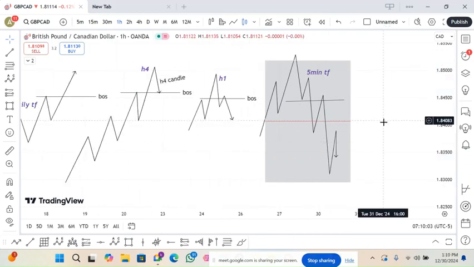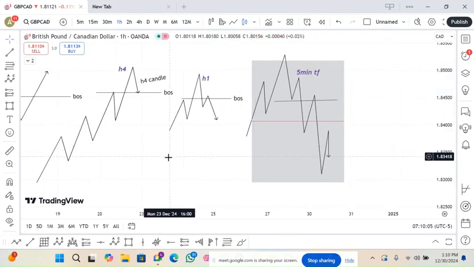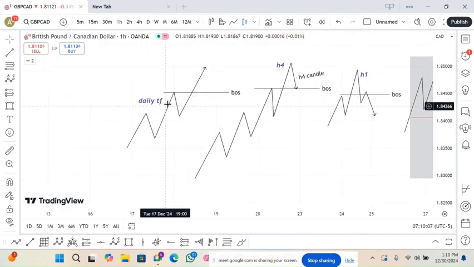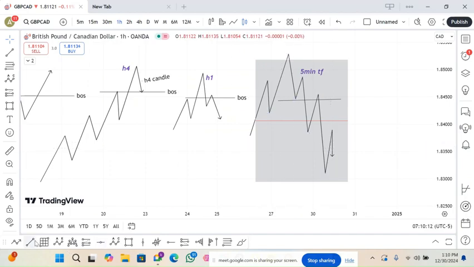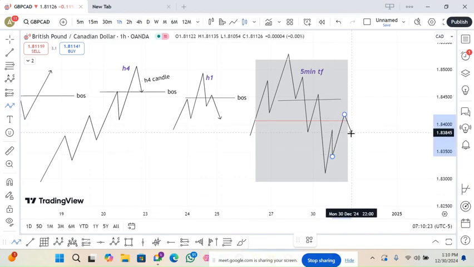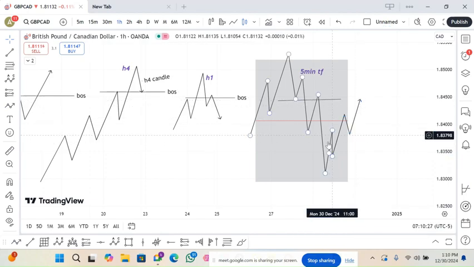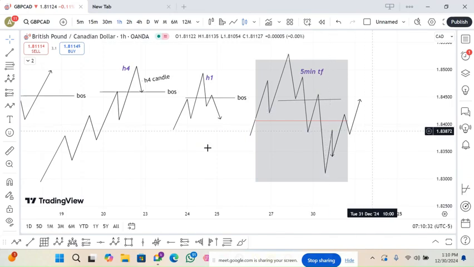So what happened here? Somebody asked a question and said, why don't we wait for a bullish shift in 5 minutes? So now, let's say you wait for a bullish shift in 5 minutes and you enter from here. Hold on. You wait for a break of structure like this and you enter. So this is a break of structure here.